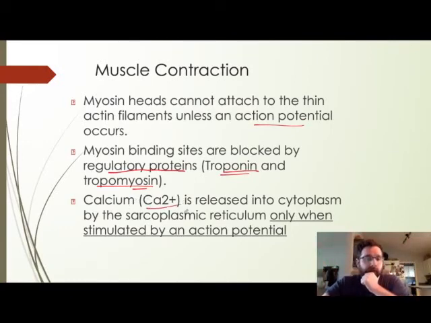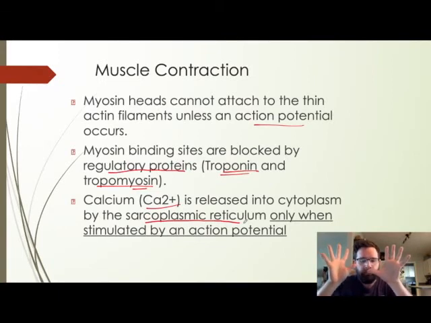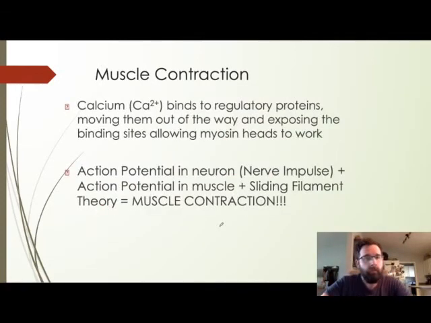Calcium, specifically Ca2+, is released into the cytoplasm by the sarcoplasmic reticulum, the SR, only when stimulated by an action potential. So the events that have happened here: the nerve sends the signal, it gets to the muscle. I'm simplifying, obviously. It goes through the muscle. That action potential causes calcium to be released into the cytoplasm by the sarcoplasmic reticulum. Why does that matter? The calcium binds to the regulatory proteins, moving them out of the way and exposing the binding sites, allowing myosin heads to work.